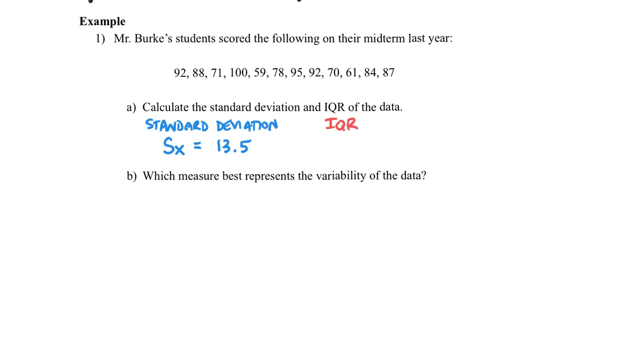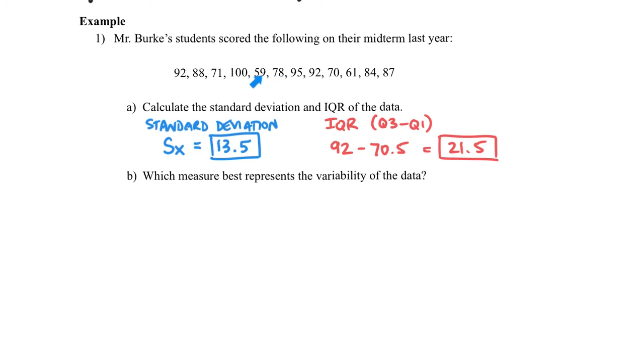In this case, our Q3 is 92. So this is going to be Q3 minus Q1. We're going to do 92, that's my quartile 3, minus 70.5. And that gives me 21.5. So that's my interquartile range. My standard deviation is 13.5, and my interquartile range is 21.5. Now I need to decide which best represents the variability of the data, which means I need to decide if this data is normal or skewed.